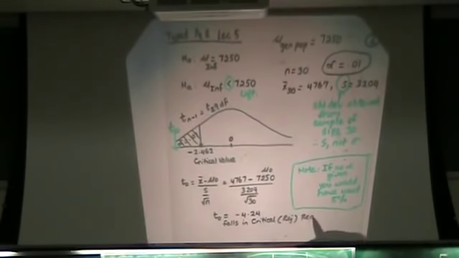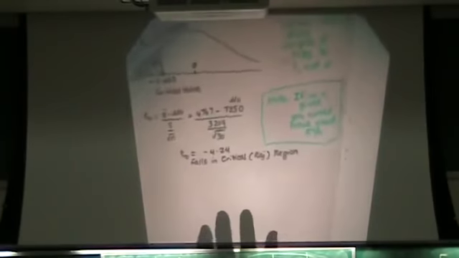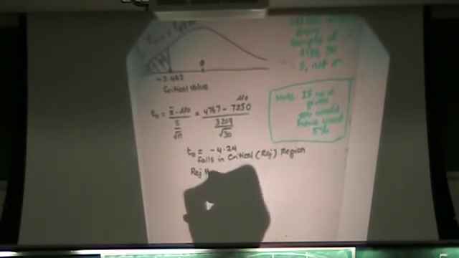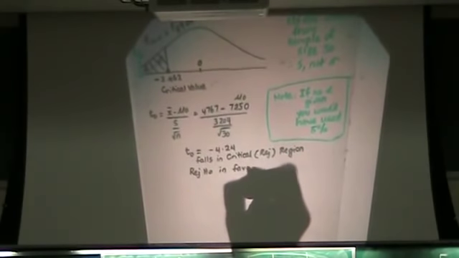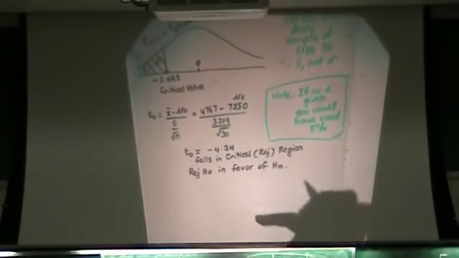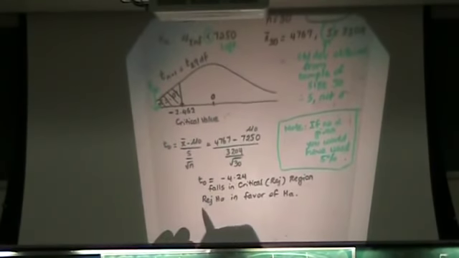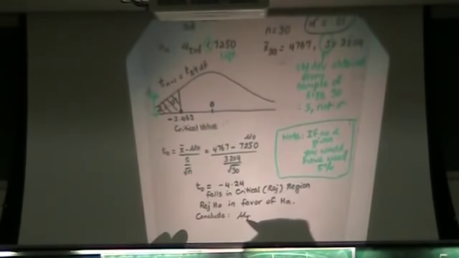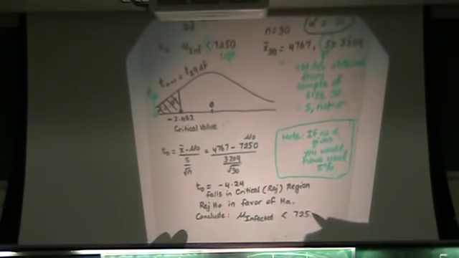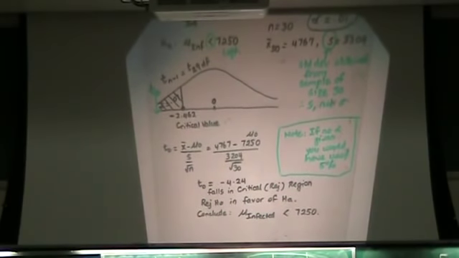So reject H naught in favor of HA. Whenever you reject H naught, you are in favor of the alternate. So we conclude that mu for infected persons is in fact less than 7250. 7250 was the count in the general population, right? It's as simple as that. You get it?